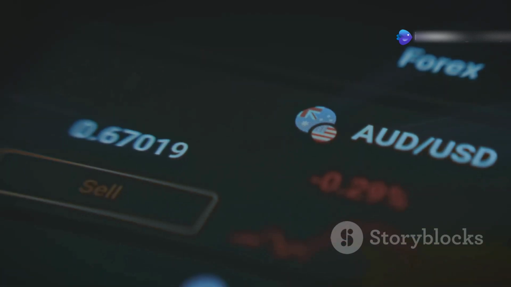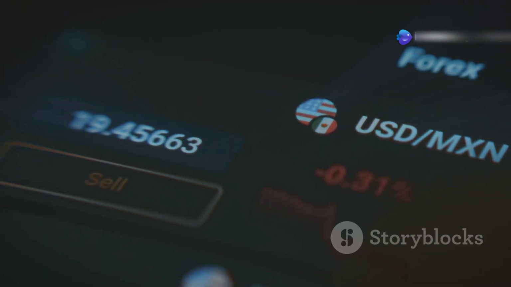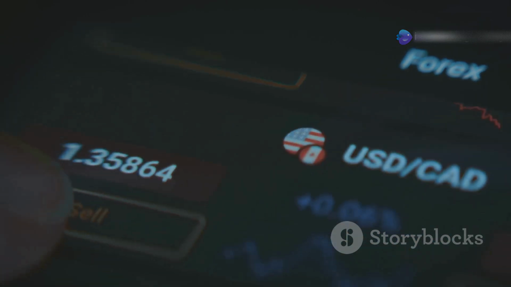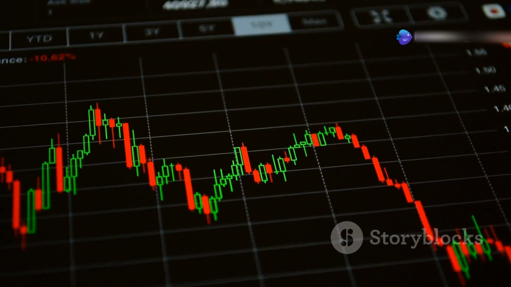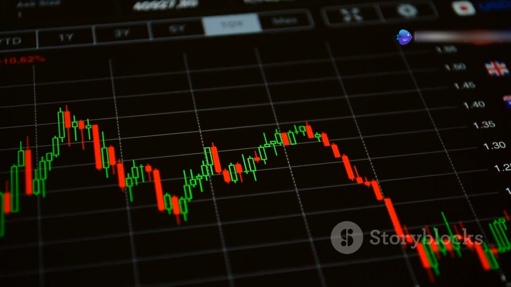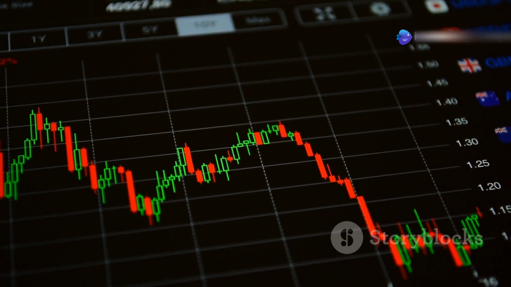Last but not least, we've got the AUD-USD, which is the Australian dollar against the US dollar. This pair is heavily influenced by commodity prices, especially gold and iron ore, which Australia is a major exporter of. Now this makes the AUD-USD a bit more volatile than some of the other pairs on this list, but it also means there's potential for bigger profits if you play your cards right.